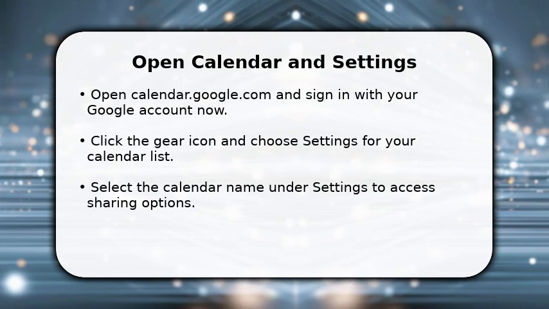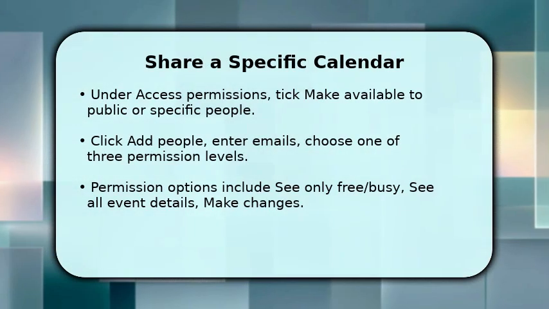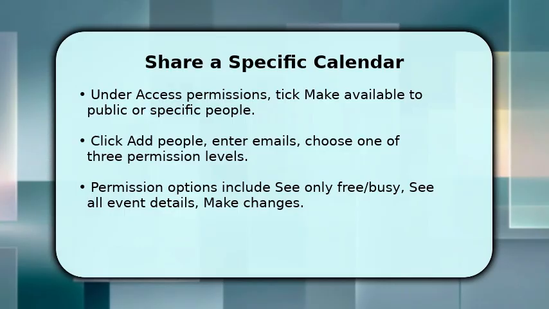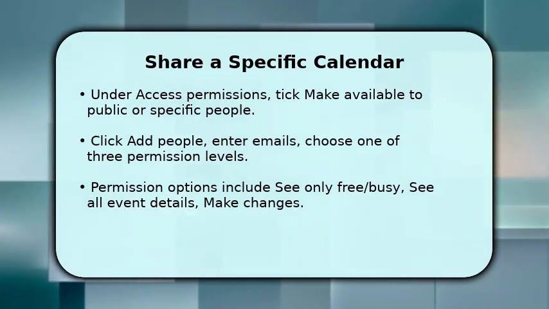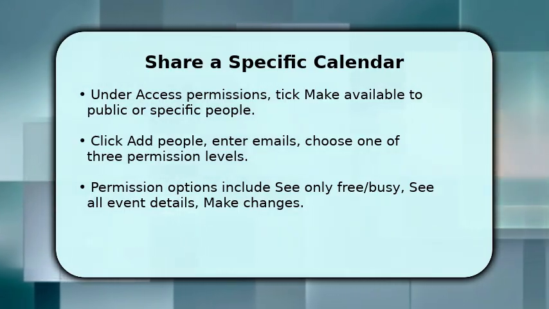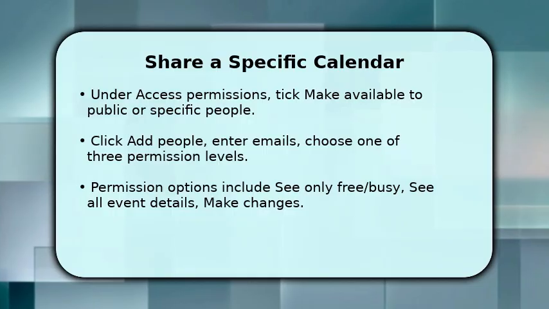Scroll to the Sharing with Specific People section to add collaborators. Click Add People and type the email addresses you want to share with. After entering addresses, click the Permission drop-down to choose a level for each person.